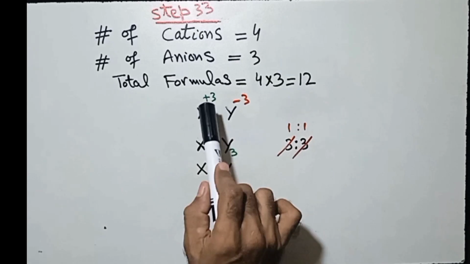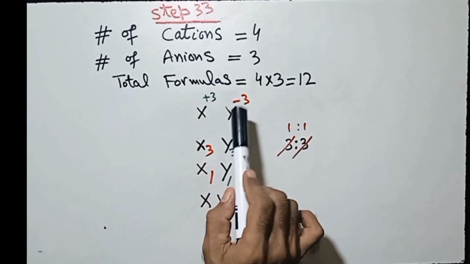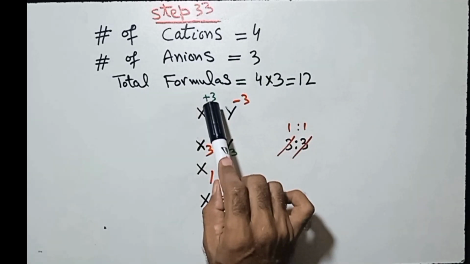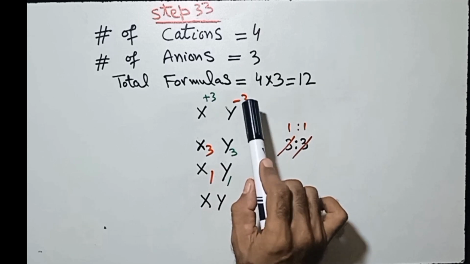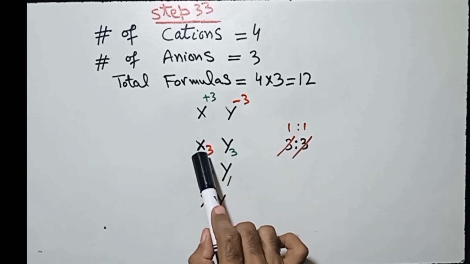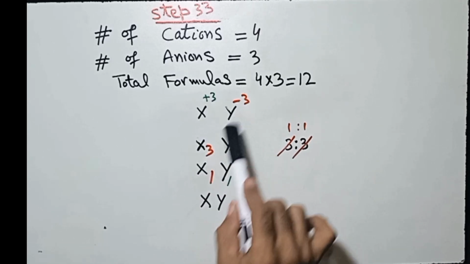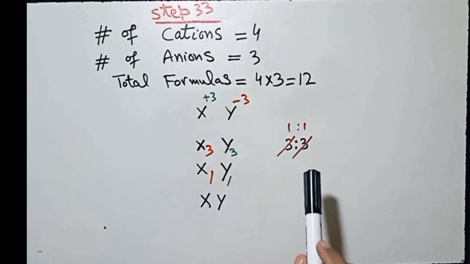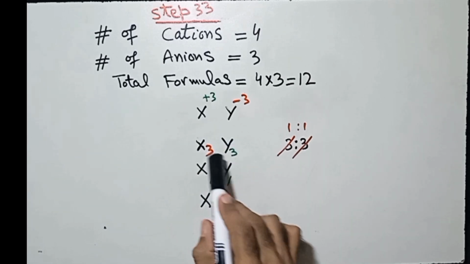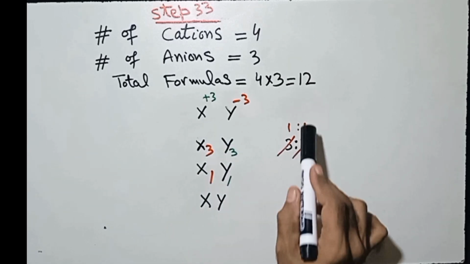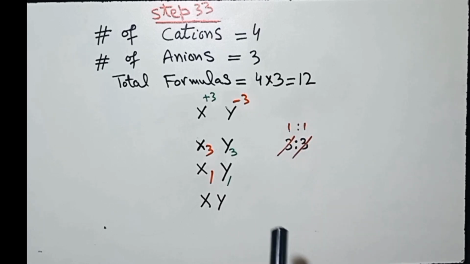Now write the valencies of X and Y. Since they are trivalent, so plus 3 minus 3 is written. Now shift these 3 to X and Y as the suffixes of X and Y. And you will get 3:3. When 3:3 is cancelled, they again give 1:1.